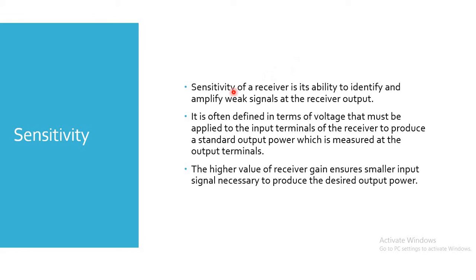Next one is the sensitivity. Sensitivity of a receiver is its ability to identify weak signals at the receiver output. It is often defined in terms of the voltage that must be applied to the input terminal of the receiver to produce the standard output power which is measured at the output terminal. A higher value of receiver gain ensures a smaller input signal is necessary to produce the desired output power.